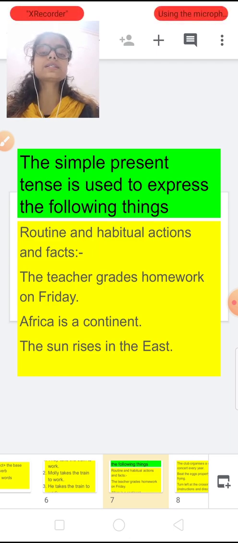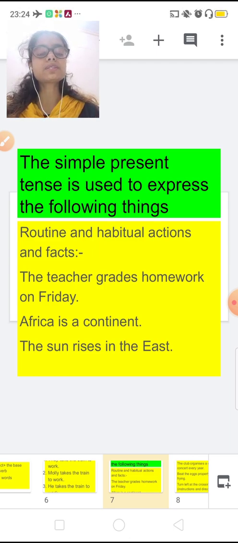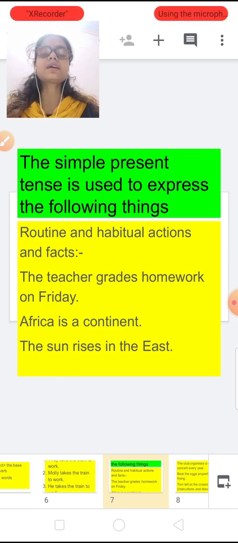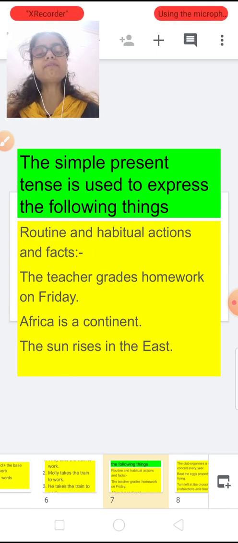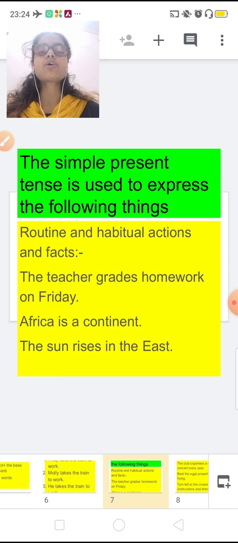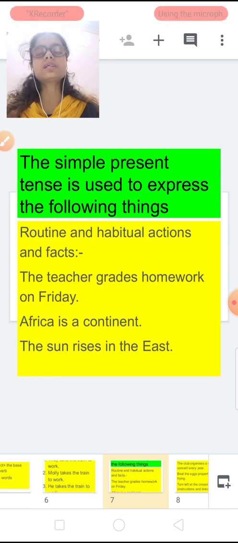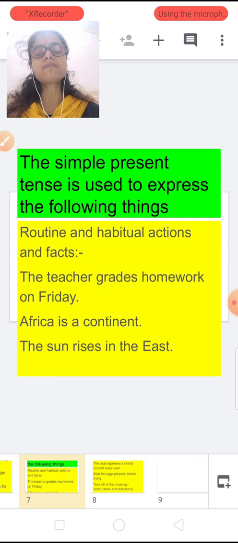Now Africa is a continent, so simple present tense also expresses facts. The sun rises in the east, this is also a fact. So it explains routine, habitual things and facts. So Africa is a continent and the sun rises in the east are examples of facts.